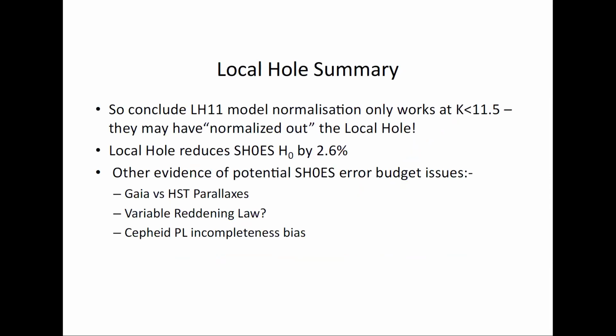So the summary for that is we would conclude that the Laveau-Hudson model normalization only works at K of less than 11.5, and that's why they missed the local hole: they may have normalized it out in their phi star for the luminosity function. A 20-odd% local hole underdensity reduces Hsu's H naught by 2.6%, as we said in the 2018-2019 paper.